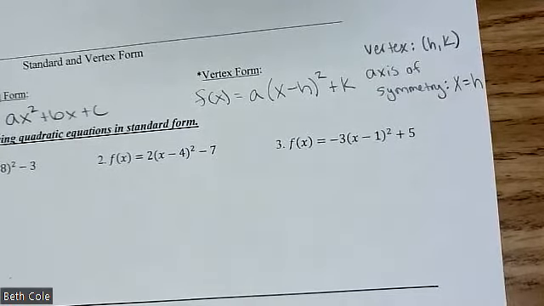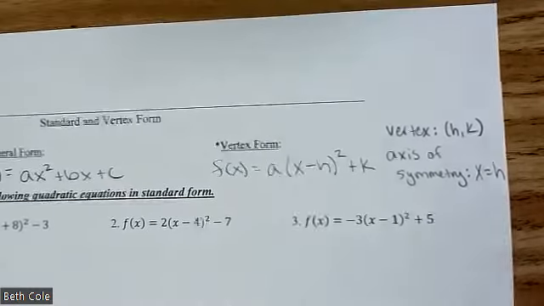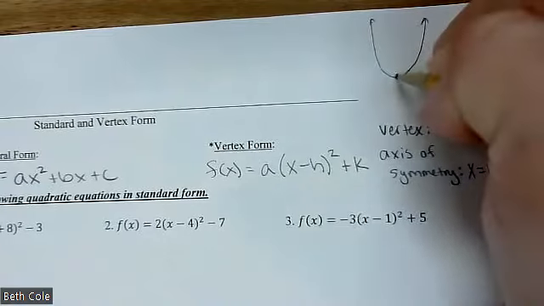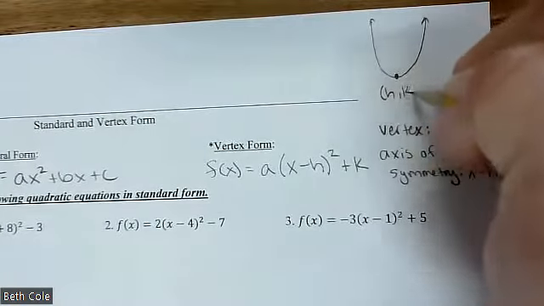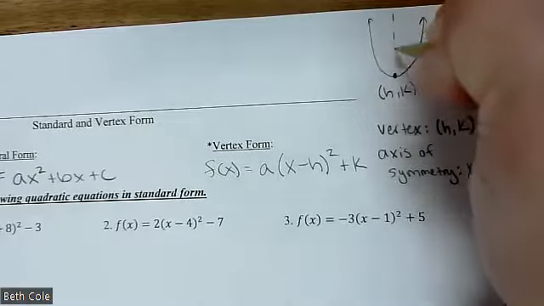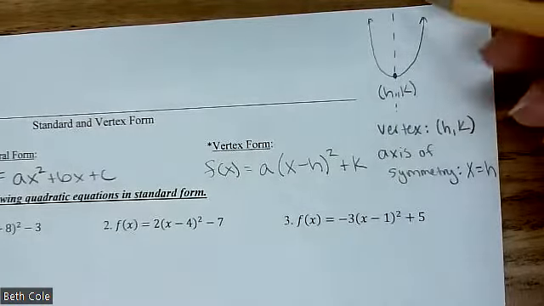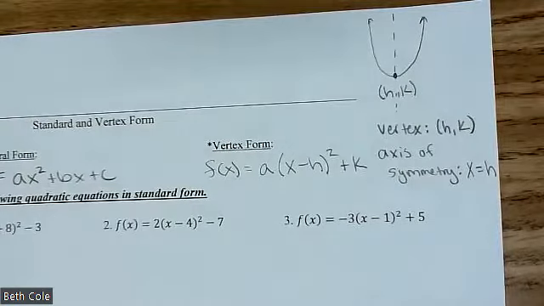Let me draw you a picture. If you don't want to draw it, that's fine, but let me just show you because a visual helps. Here's a parabola. This would be the vertex, h comma k, and then this is the axis of symmetry. Do you see what I'm saying there? Symmetry cuts it in half. Yes, thank you for the heads nodding.